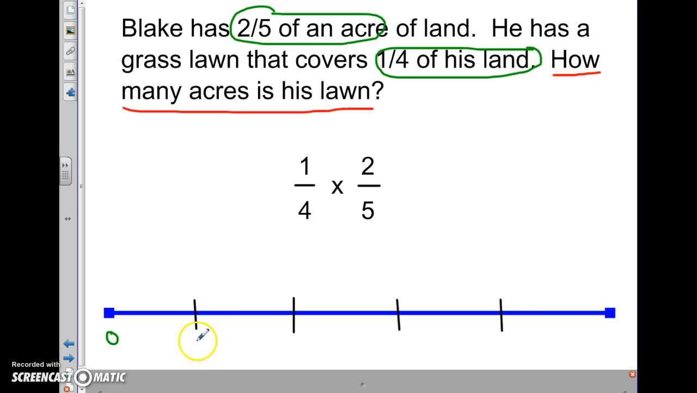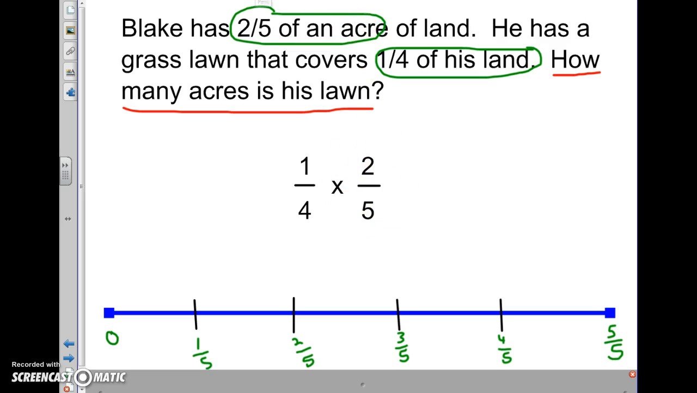Each of these lines here is going to represent 1/5. So I've broken this up into 5 sections, right? This one's going to be 1/5, this is going to be 2/5, this is going to be 3/5, 4/5, and at the end is going to be one whole, which would be 5/5, right? Each of these sections is 1/5.